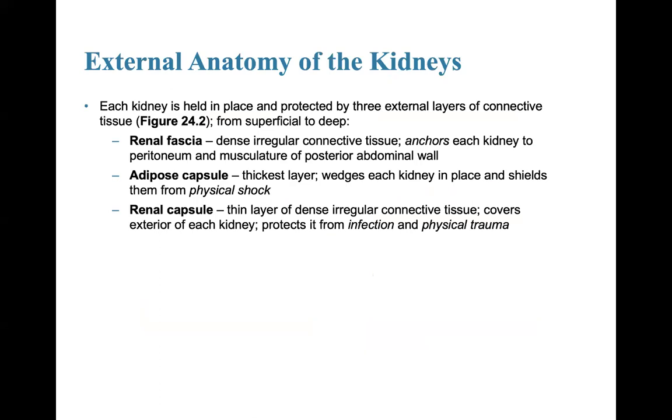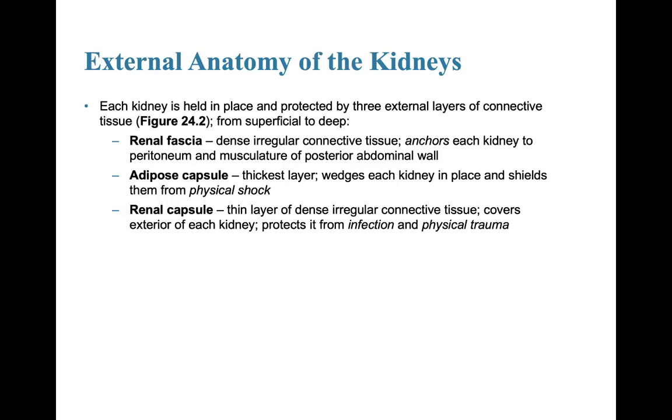Each kidney is held in place and protected by three external layers of connective tissue. From superficial to deep, they are the renal fascia, adipose capsule, and renal capsule. So the renal fascia, this is dense, irregular connective tissue. Hopefully you've seen a theme here. Most internal organs will have this dense covering, which is usually a connective tissue, and it anchors each kidney to the peritoneum and musculature of the posterior abdominal wall.